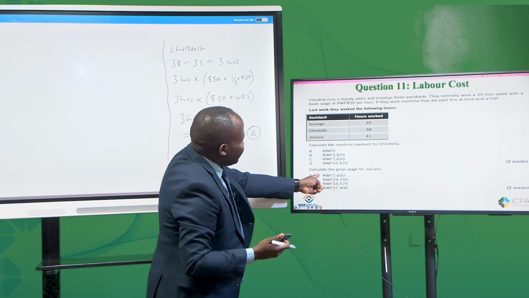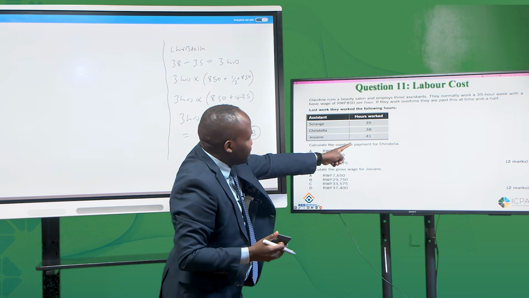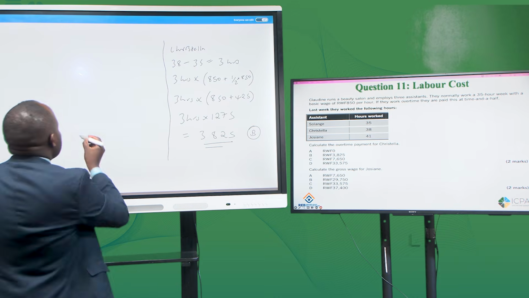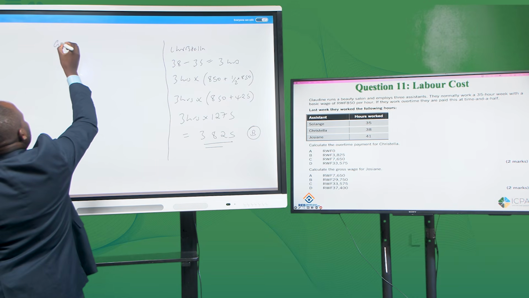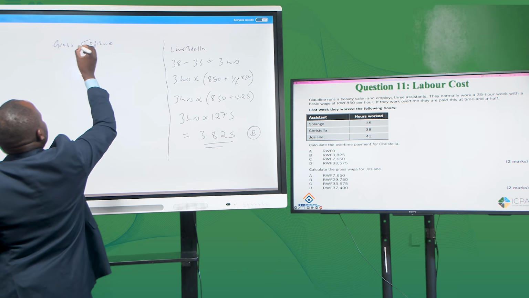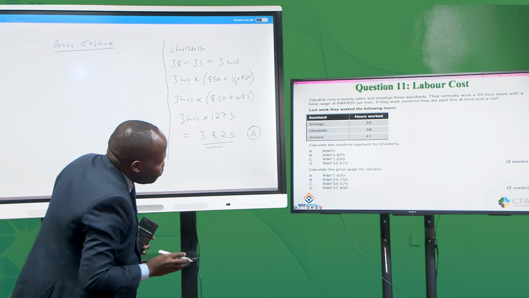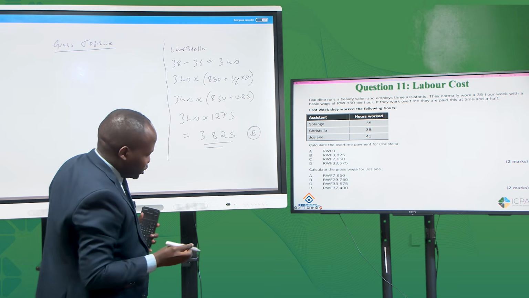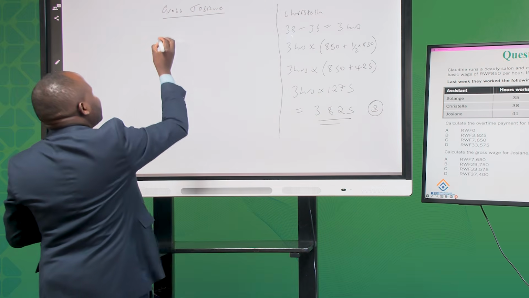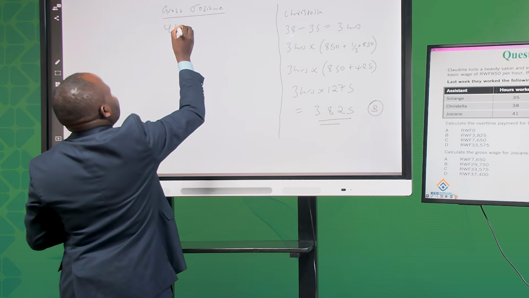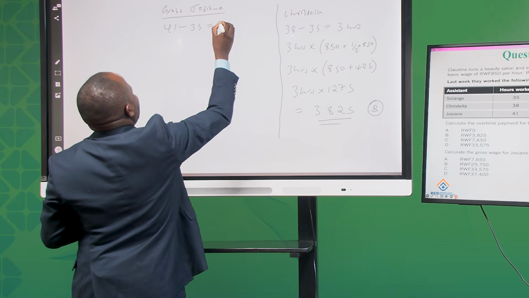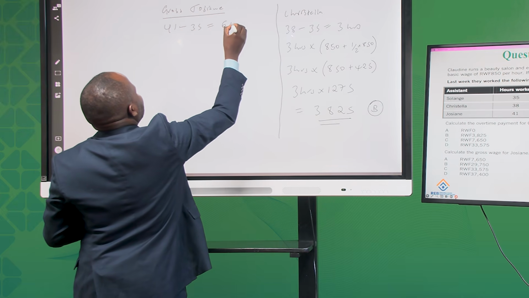Now, calculate the gross wage for Josiane. Gross wage is total wage. So the gross for Josiane. So here, Josiane worked a total of 41 hours. So we'll take 41 minus 35. It gives us overtime of 6 hours.